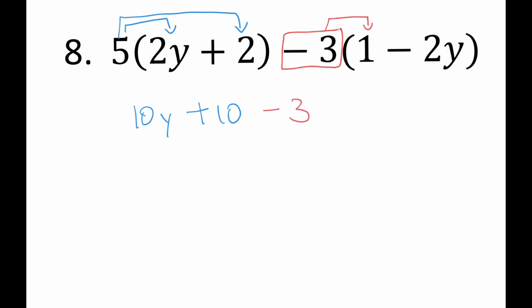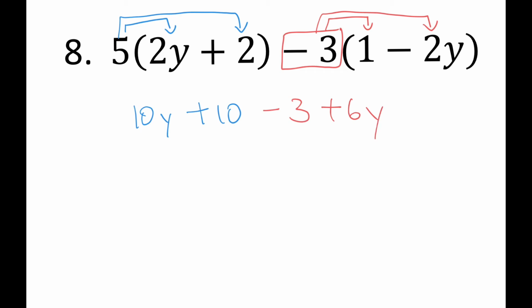Careful with the signs. A negative times a positive is a negative. And then we have the negative 3 times the negative. Again, careful with the signs. A negative times a negative will be a positive. 3 times 2 is 6, and then the y. So we have a positive 6y.